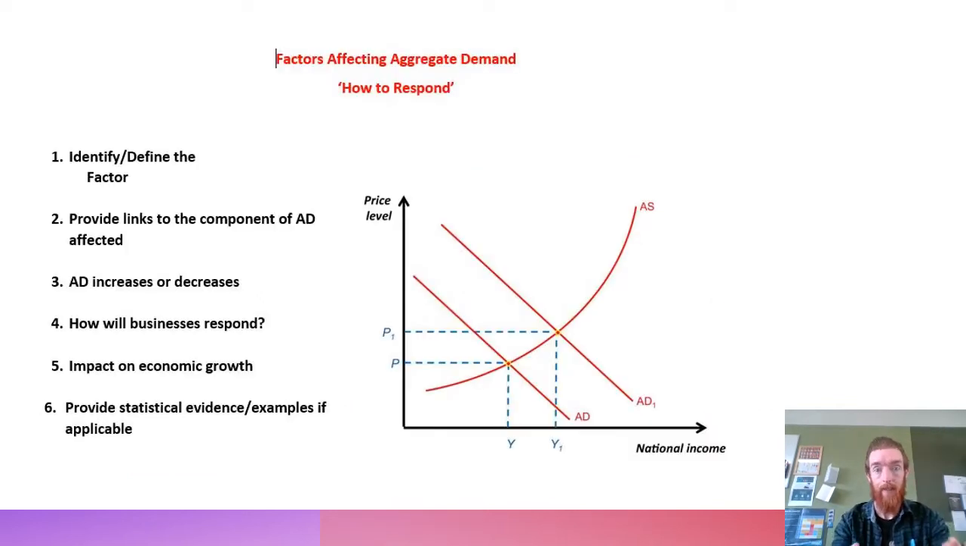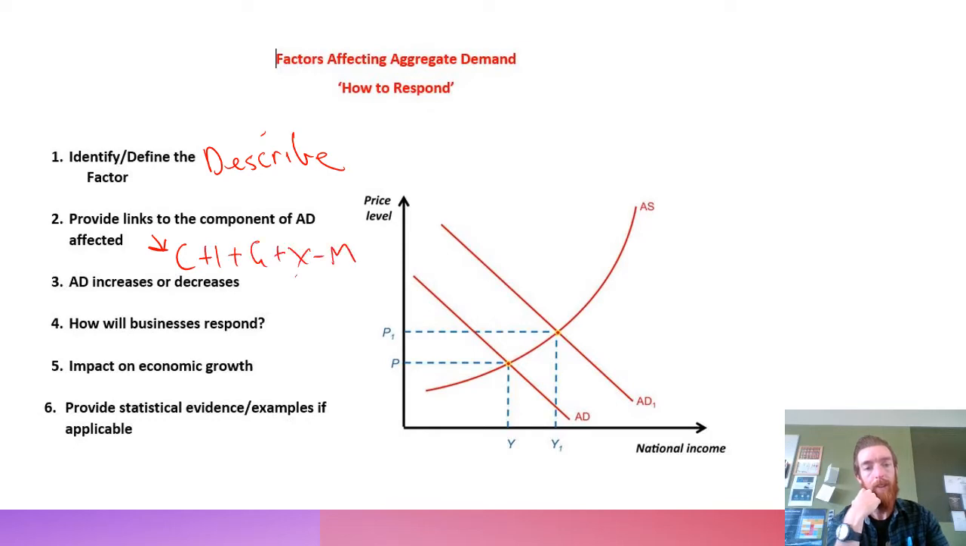So Alison's very wonderful template here shows how to respond to aggregate demand factors. So identify or define the factor. I like to say describe the factor, because you don't always have to explicitly define it. So if you're describing consumer confidence, how optimistic consumers feel about future income, employment, etc. Provide links to the component of AD affected. So that's when you're going to be talking about, does it affect C, I, G, X, M, or does it affect taxation or savings? Could affect multiple of those. You're going to talk about whichever of those it affects, if it affects them positively or negatively, and why.